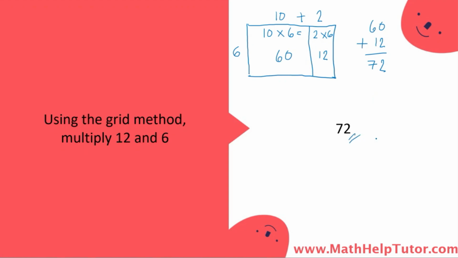And that's our answer. So inside this rectangle, which has a length of 12 and a height of 6 for its sides, it has a total of 72 squares, or its area is 72. Or we can also say that the answer to 12 times 6 is 72.